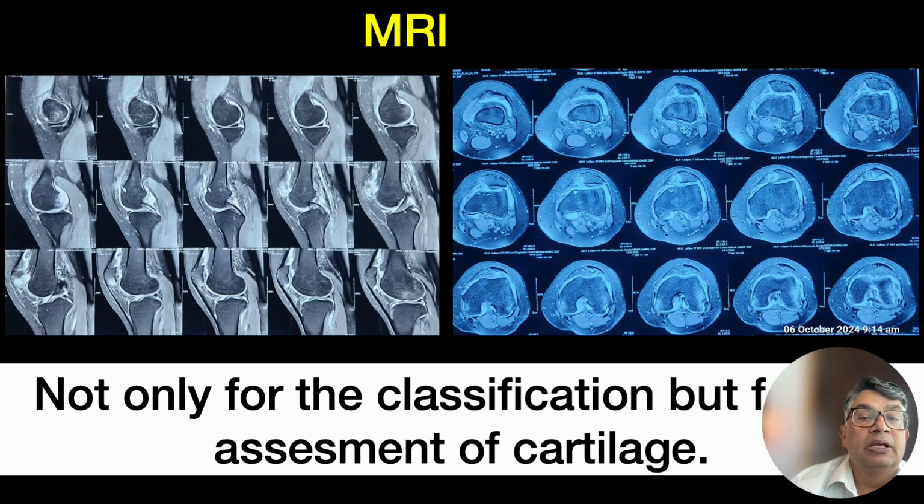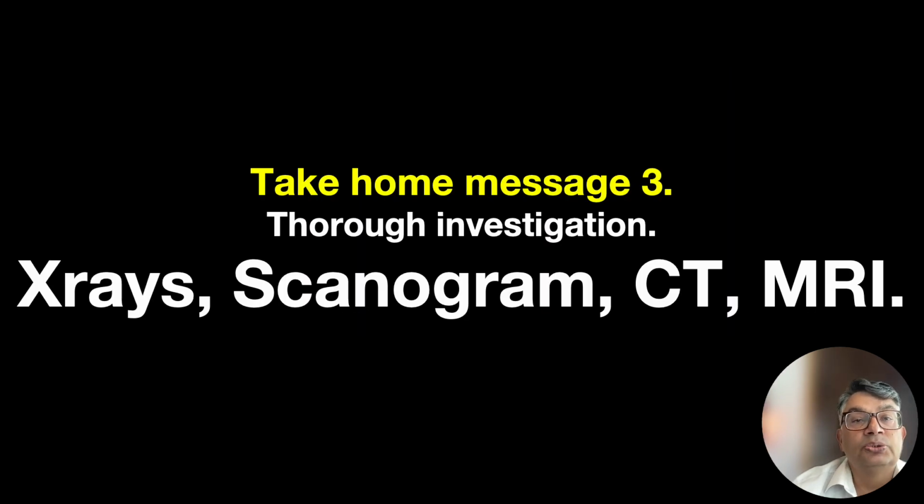MRI is one of the most important ones, and it is important not only for the classification according to Dejour, but for the assessment of the cartilage as well, because if it is a recurrent patellar dislocation, there is a cartilage damage which completely changes our understanding of patellar dislocation and the treatment. So the third important take-home message is that a thorough investigation is required: X-ray, scanogram, CT scan and MRI. And it is important to know what to see in all these investigation modalities.